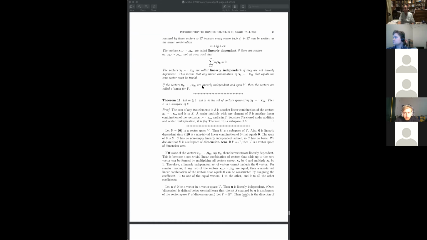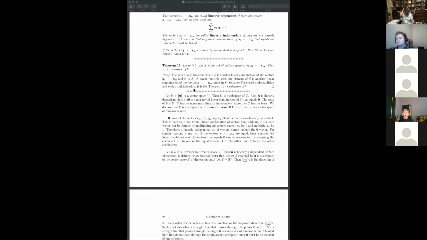If the vectors are independent and span the whole space, then we say the vectors are a basis. So what we've just verified is that i, j, and k are a basis for the space we call 3-space, or the space we just call space, because it's the space we live in. Now there's a bunch of theorems about these things to try to give us some understanding about independence and dependence.